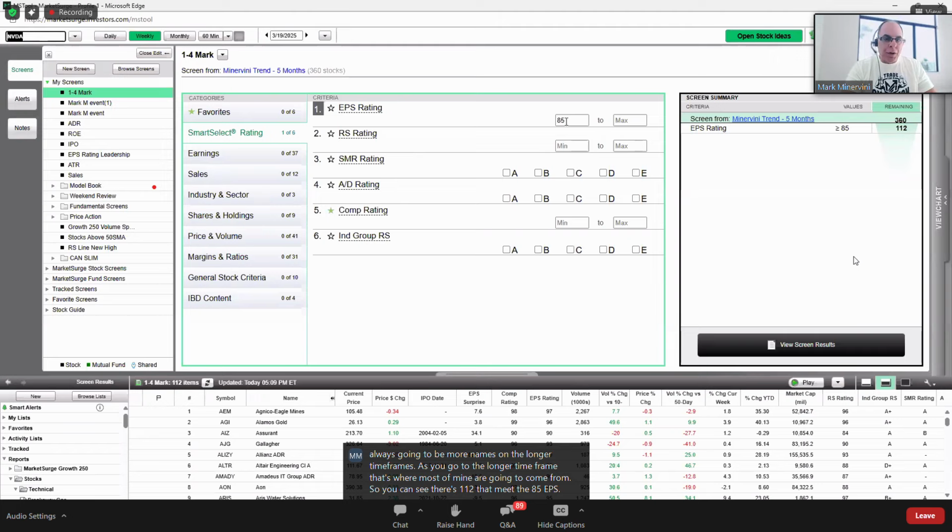But this is a pre-screen. This is what I call non-negotiable criteria. It's my starting point. If I can't meet this screen, then I'm not interested in the name because it's not in an uptrend yet. And here's why.